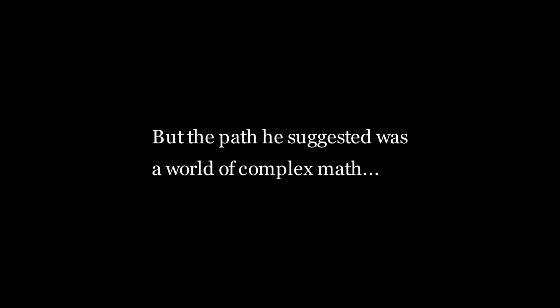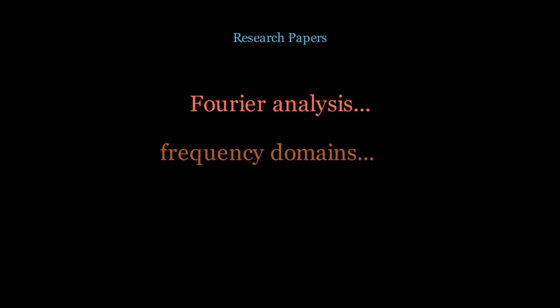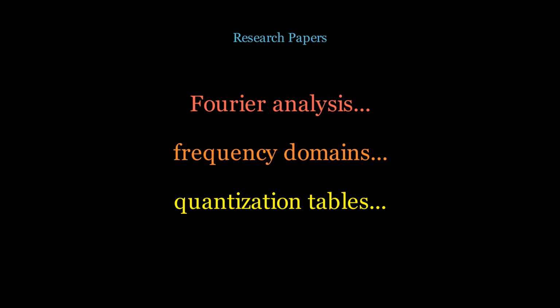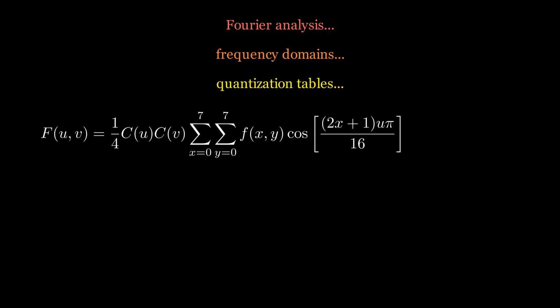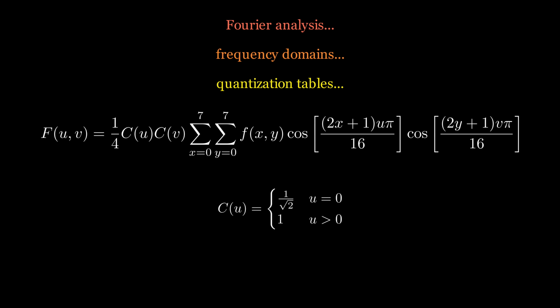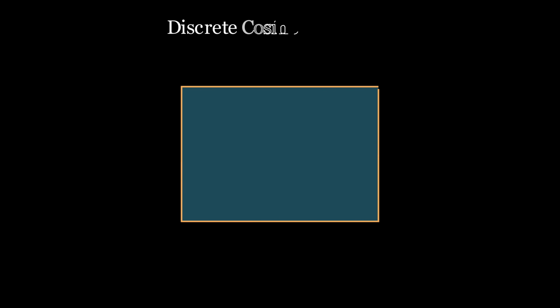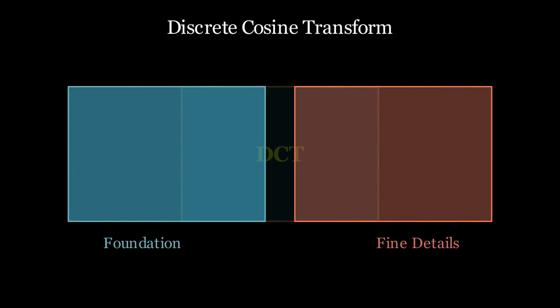But the path he suggested was a world of complex math that I was not prepared for. I started digging through research papers, and almost immediately my brain started to melt. I was seeing terms like Fourier analysis, frequency domains, quantization tables, and for a moment I really did think, this is way out of my league. But I stuck with it, and I realized you don't need to be a math genius to understand the idea. And the idea behind the discrete cosine transform is kind of beautiful. This method is all about separating the foundation of an image from its fine details.